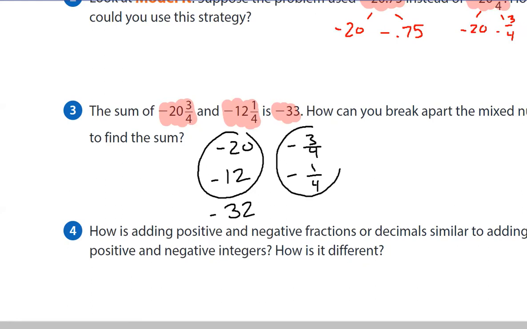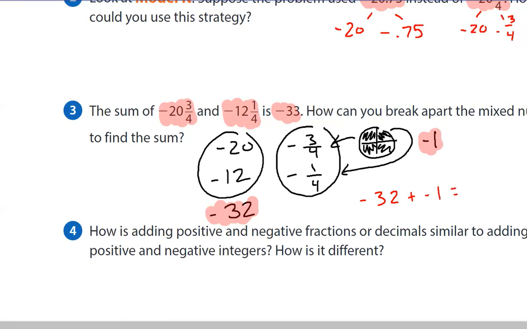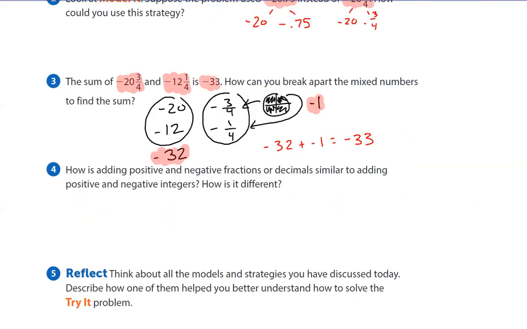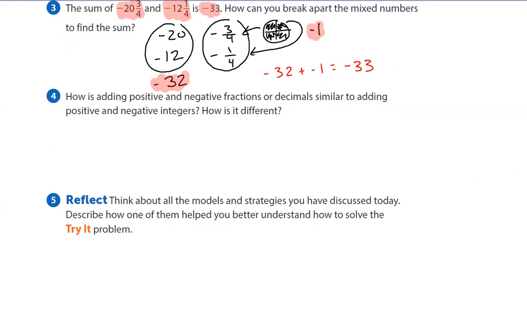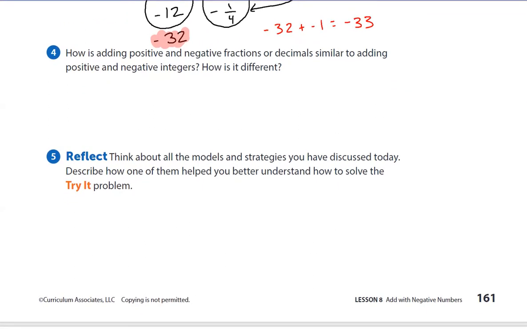And then if you have 3/4 of a pizza eaten, and somebody comes along and eats 1 more fourth, how much of a pizza is eaten? 1. But they're both negative, so it's -1. So we've got now -32 and -1. -32 plus -1 equals -33. So we cheated and illustrated it instead of writing it out, but whatever. I think it's beautiful because I got to draw a pizza.